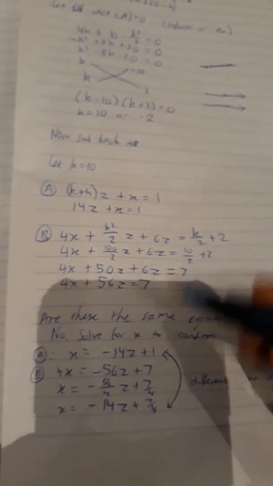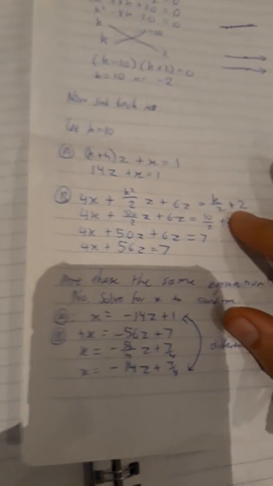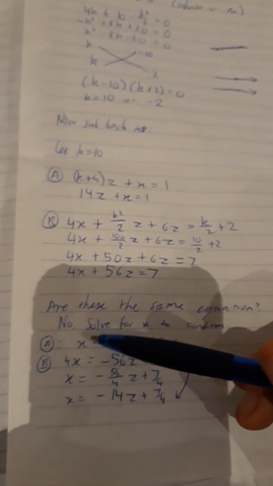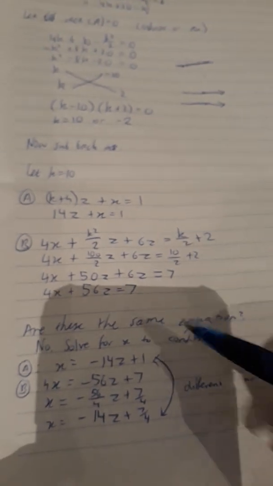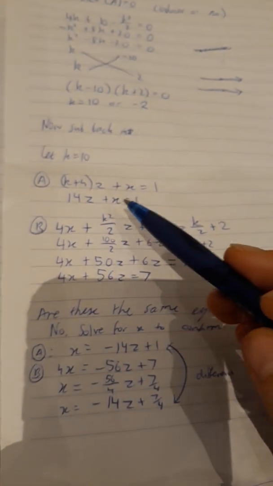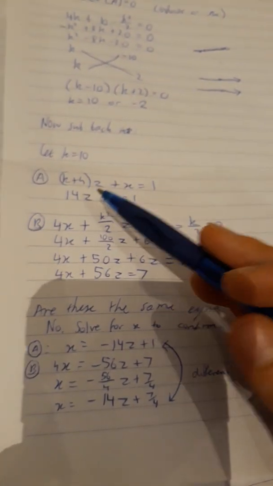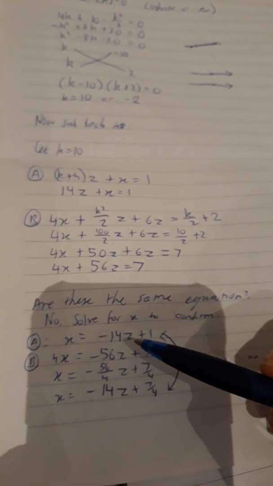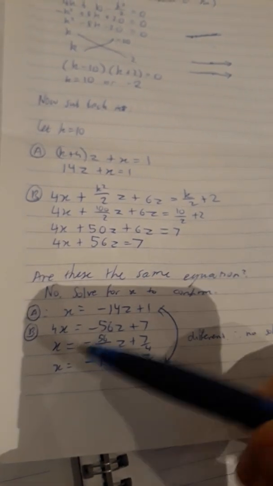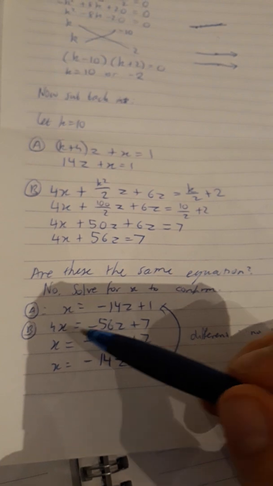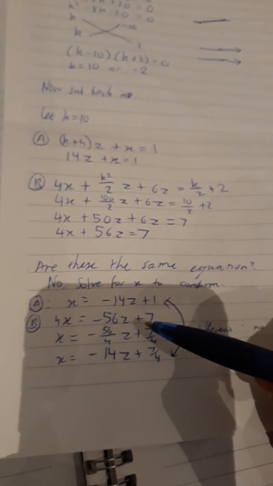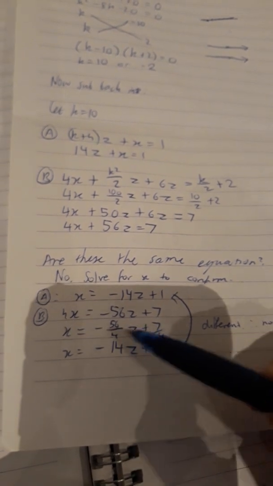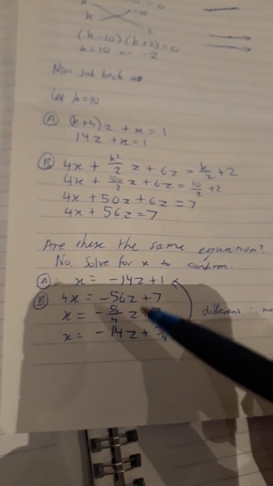Are they the same equation? Let's just make x the subject of the equation to see if they're the same equation or not. So for A, we'll just move the 14z to the other side. So x equals negative 14z plus 1. And then for equation B, make x the subject. So for x, move this to the other side, negative 56z plus 7, and then divide everything by 4 to make x the subject on its own.